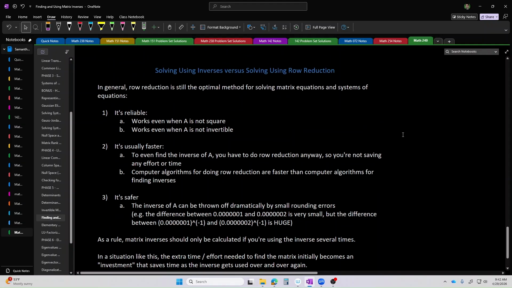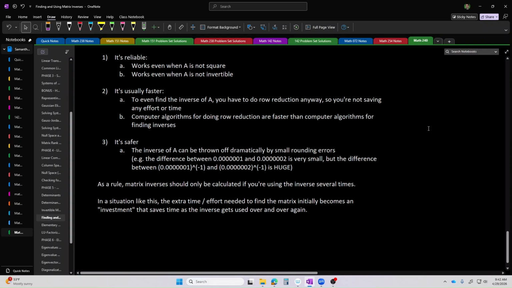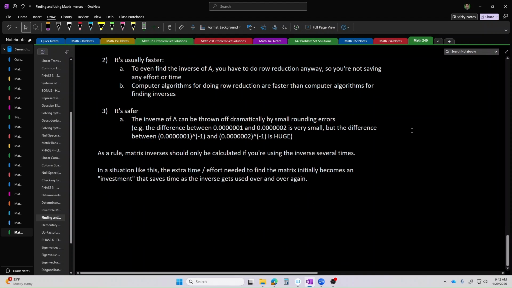So it might be confusing, right? If matrix inverses have all of these problems and all of these issues, why are we even talking about it, right? Under what circumstances would it actually make sense to use an inverse to do any kind of solution? And so I would say that matrix inverses become useful if you're in a situation where you're dealing with the same matrix A over and over and over again.